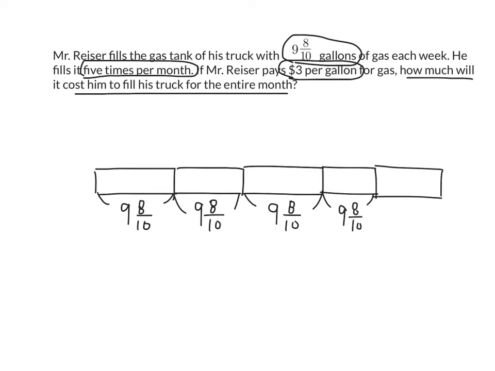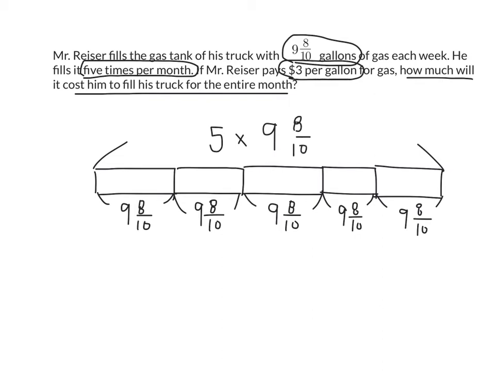How could we use this to help us figure out how much gas he gets all month long? Well, all of it would be all the gas he gets all month long. What equation can we do in order to figure that out? Kashyap? 4 times 9, 8 tenths. How many times? 5. 5, because it tells us even though it's in 1 month, he fills it up 5 times. So be careful. Okay?